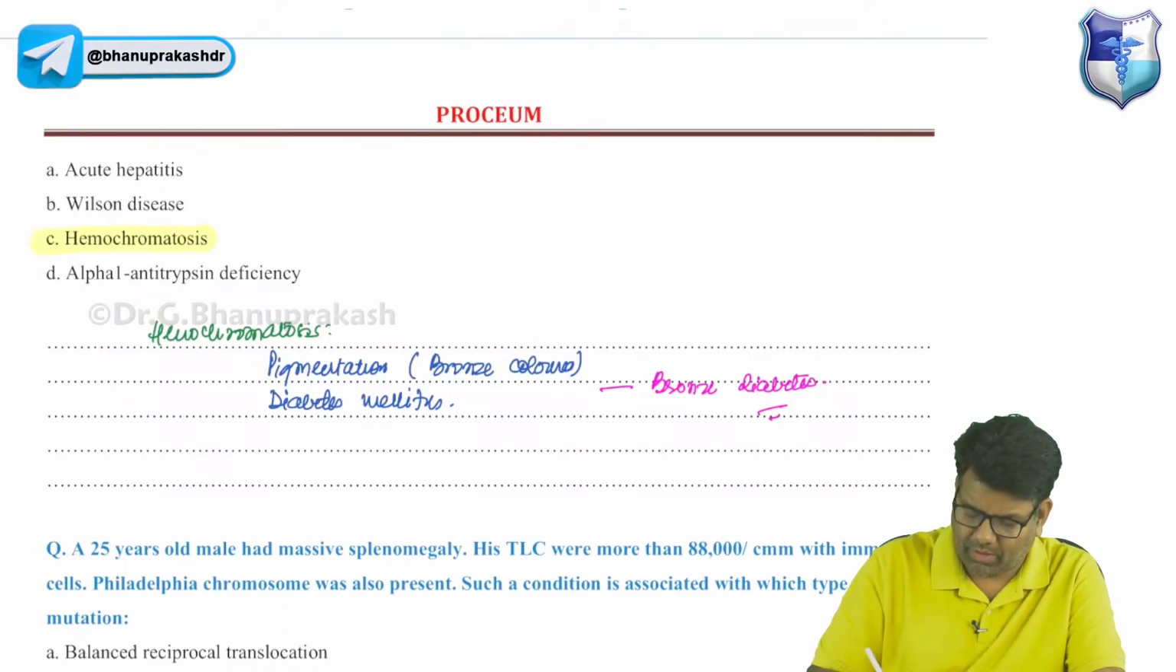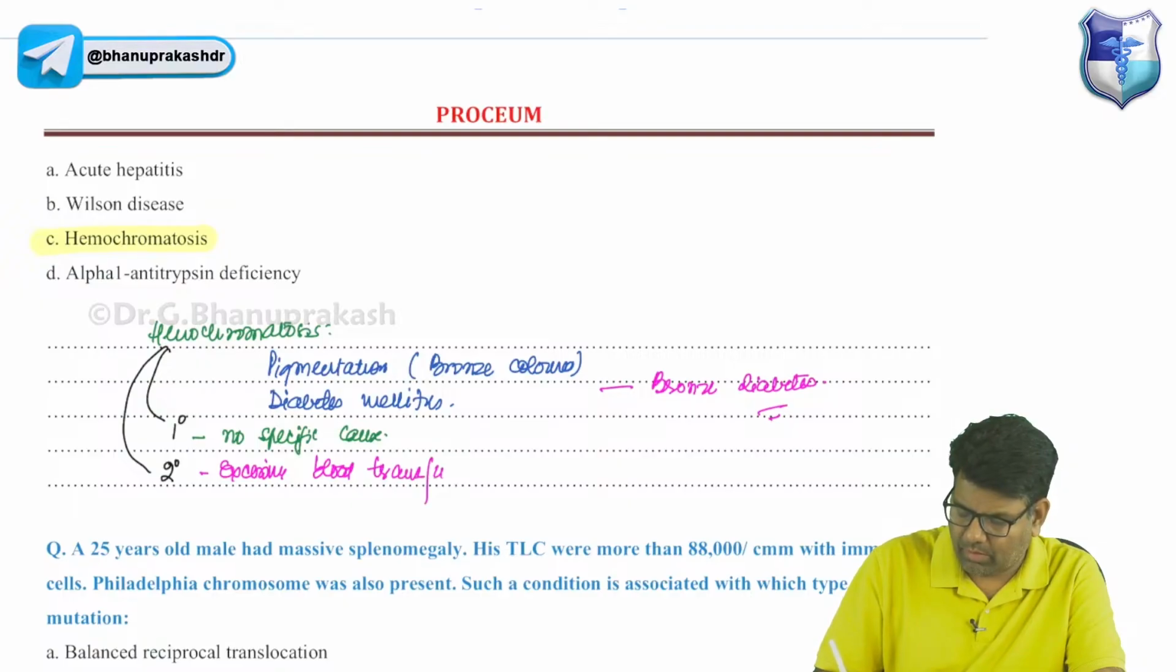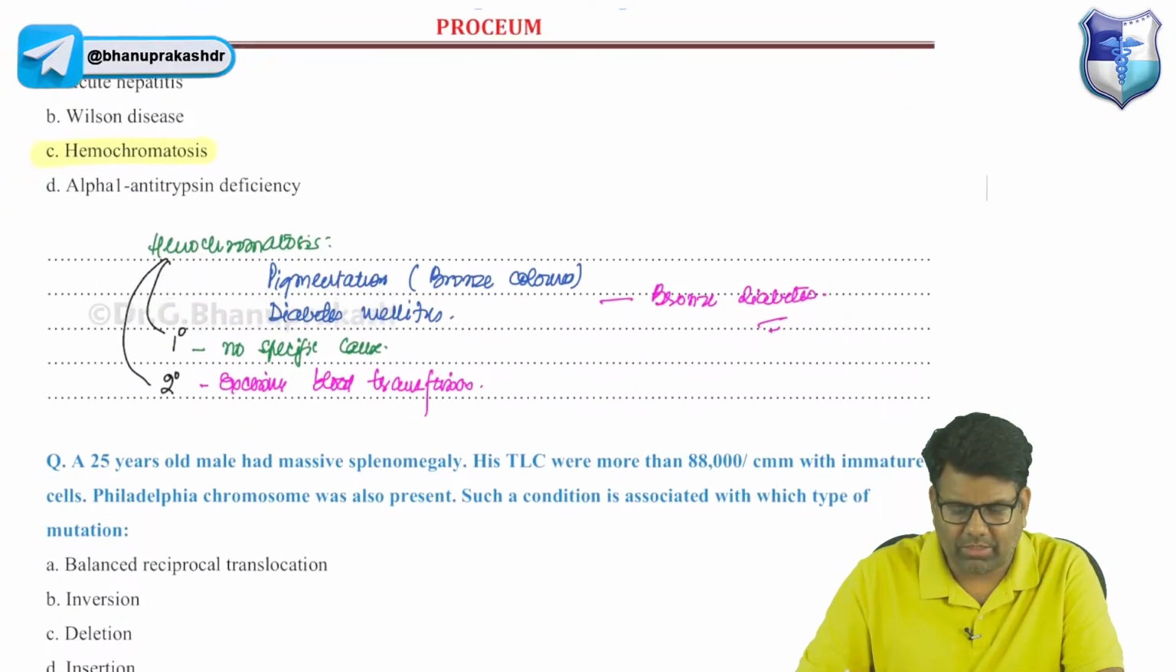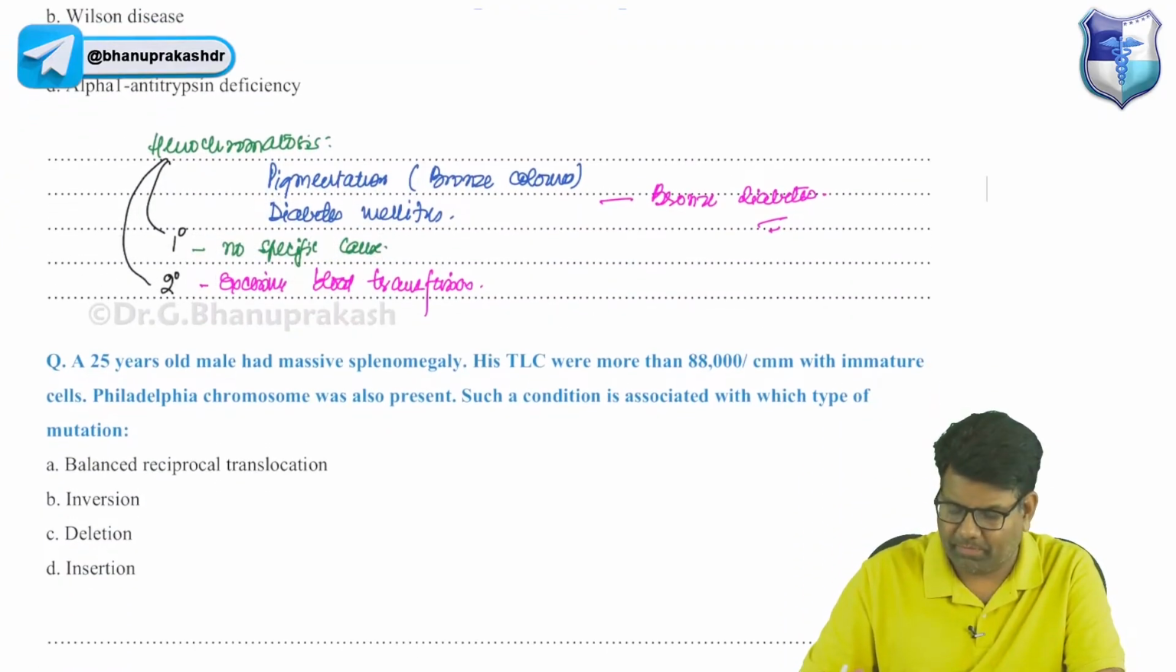So this is hemochromatosis, and hemochromatosis can be primary or it can be secondary. Primary has no specific cause. Secondary, it can be because of other causes. So this is hemochromatosis. Very good, Raghu, very good.